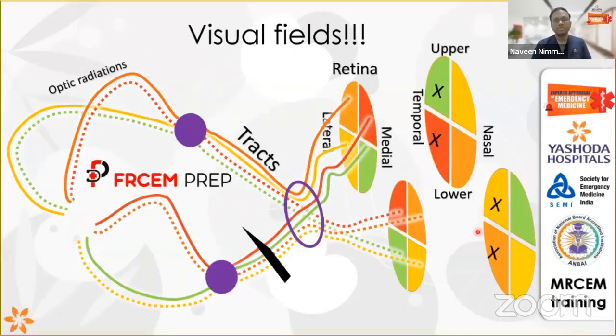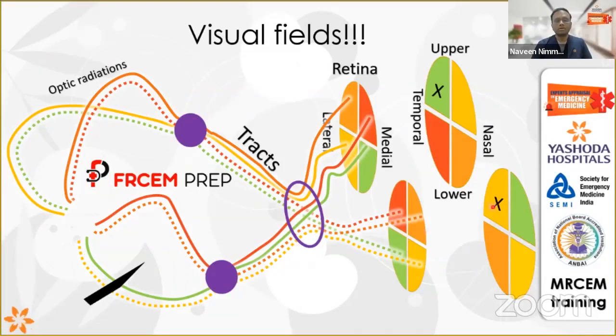Similarly, we have Meyer's loop. When this Meyer's loop is gone, you will have a problem with one quadrant. Till this point, if both are gone, half vision will be gone. After this point, if only radiations are affected, you will have quadrant issues. So now you have the superior quadrant gone. We call it homonymous because again, same side quadrants are gone. So we call this superior quadrantopia, homonymous superior quadrantopia. Same, now homonymous quadrantopia inferior, because of this loop, this radiation.